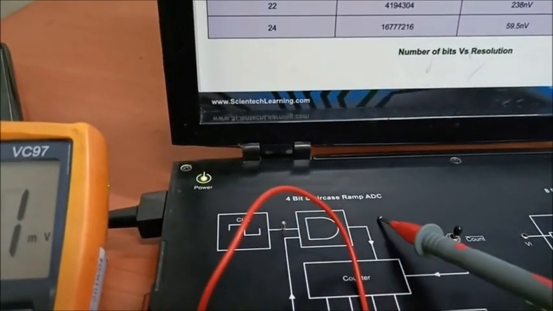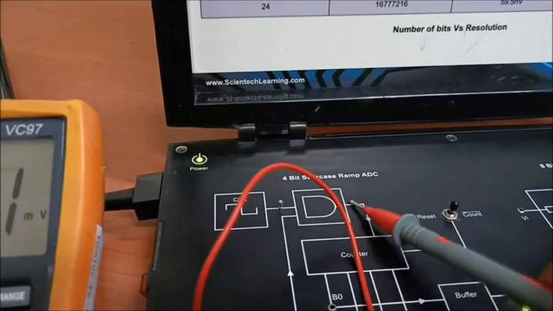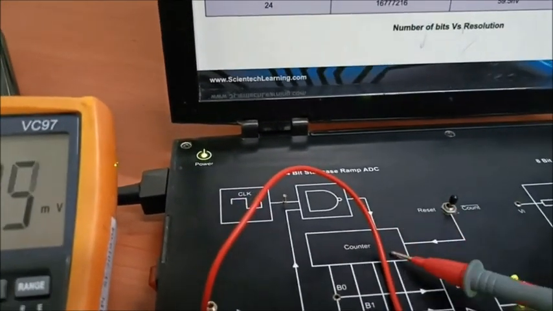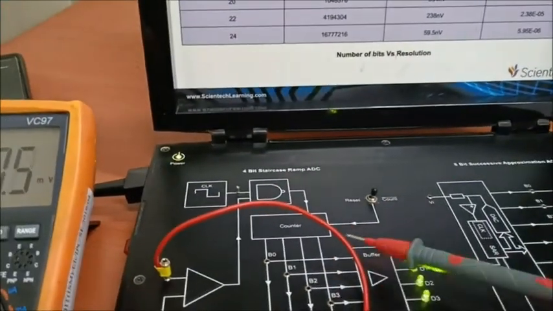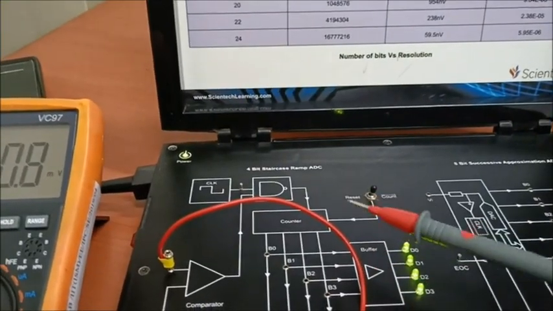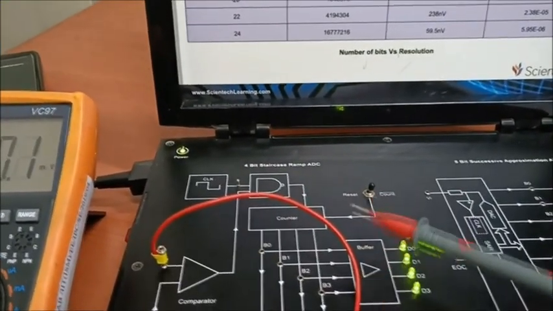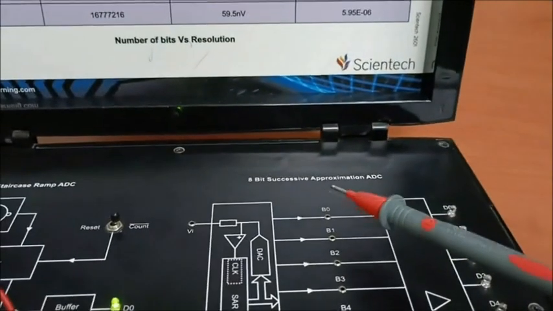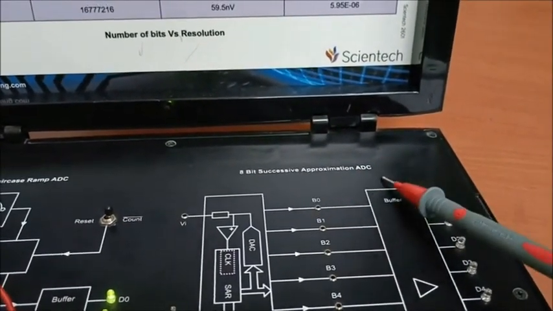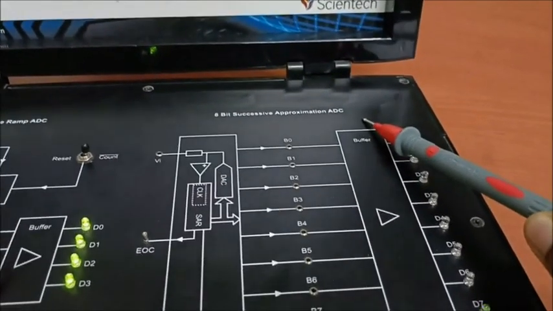So the advantages of this 4-bit staircase RAM type ADC is that it is simple, it is easy to design, and it is of low cost. But it is not used where high precision is required. Where high precision is required, we switch to the 8-bit successive approximation register type ADC.